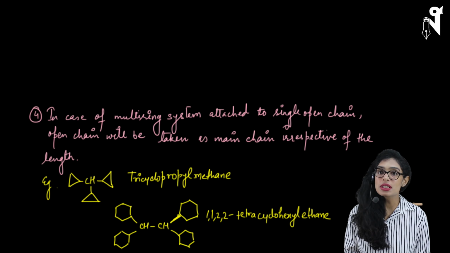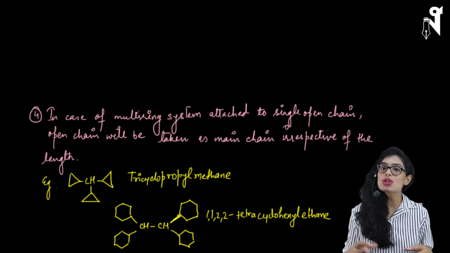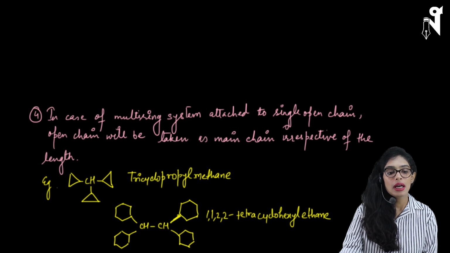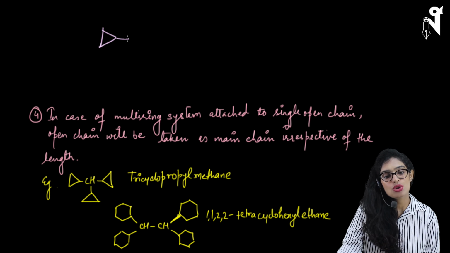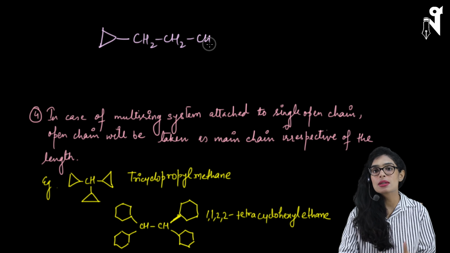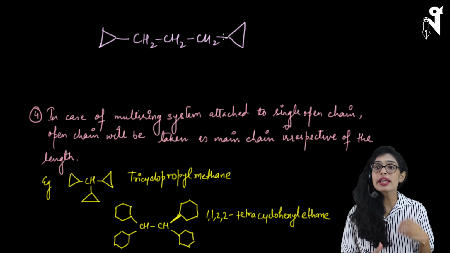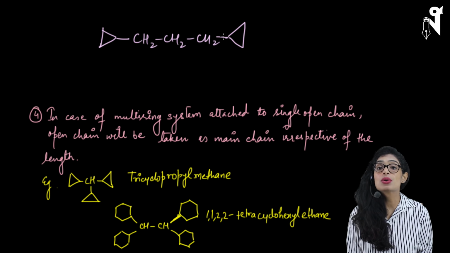Now there is a possibility that you may have multiple rings present and all those rings are attached to each other through an open chain. For example, I may have a cyclic chain and then I have CH2, CH2, CH2 and then one more cyclic chain. So it is a multi-ring system which is connected with each other through an open chain. If I get any such system, how exactly do we have to name it? What is the rule behind it?